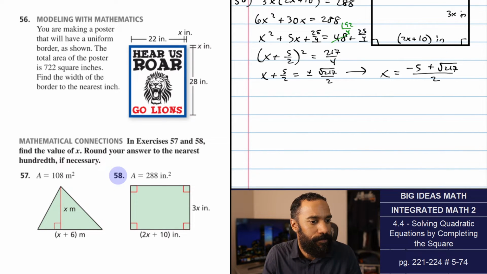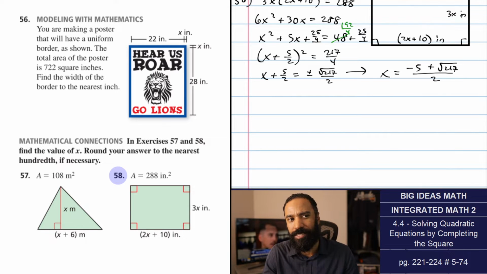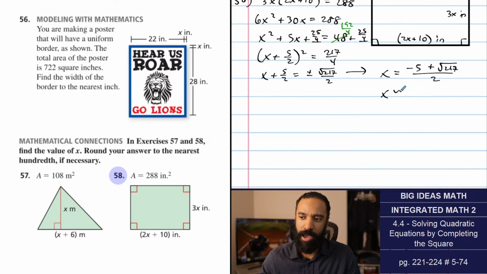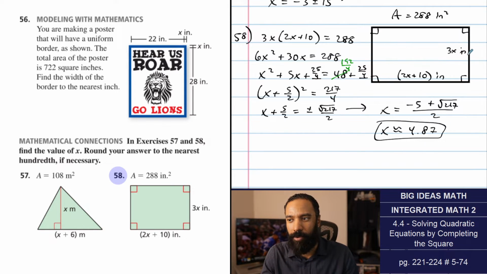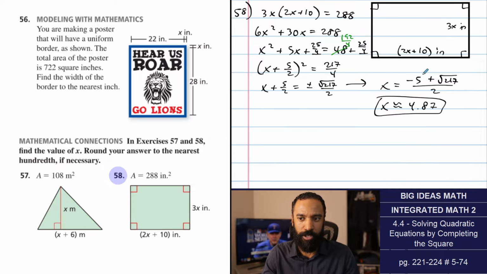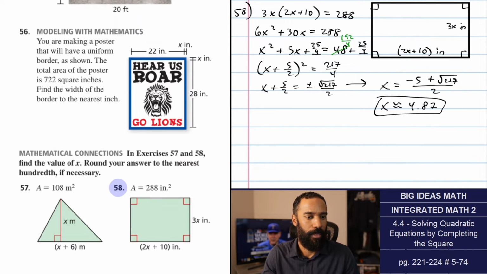So negative 5 plus square root of 217, divided by 2. I'm getting 4.865. What did they say to round to? Nearest hundredth. So x is about 4.87. And I don't have to say inches. It's already used in the expression here. They just said solve for x.